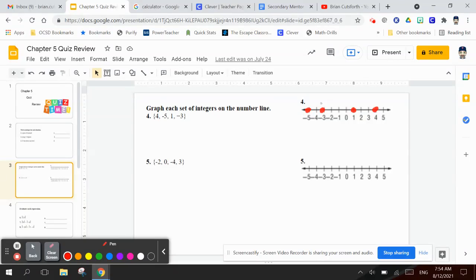Number 5, we have a set of -2, 0, -4, and 3. So to find -2, I start at 0 and I go back 2. There's -2. 0 is always right here in your middle. -4, that's 4 away from 0, so I go 1, 2, 3, 4 to the left because my negative numbers are on the left. And my last number is 3, so it's a positive 3, so I go 1, 2, 3 to the right.